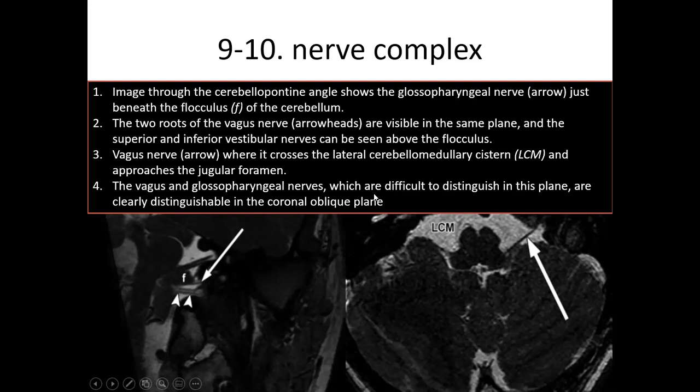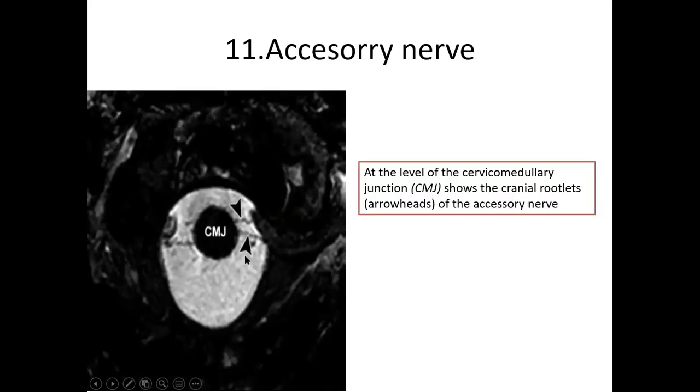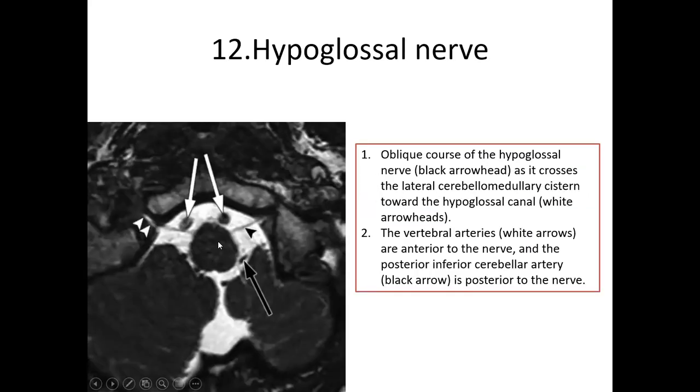The vagus and glossopharyngeal nerves, which are difficult to distinguish in this plane, are distinguished easily in the coronal plane. This is the glossopharyngeal, these are the two parts of the vagus nerve, and this is the 7th, 8th nerve complex. Again, you can find the cervicomedullary junction. You can find the spinal part of the accessory nerves, with cranial rootlets, arrowheads. So the cranial roots are in the accessory nerve, that is the 11th nerve, these are the cranial rootlets. Then the 12th nerve, again it goes posterior to the vertebral artery.